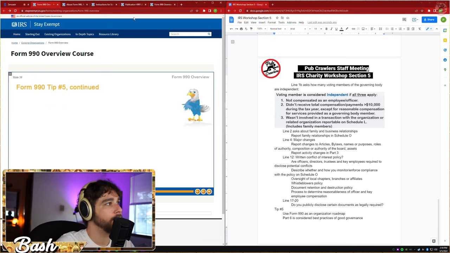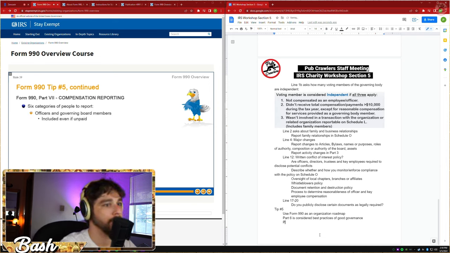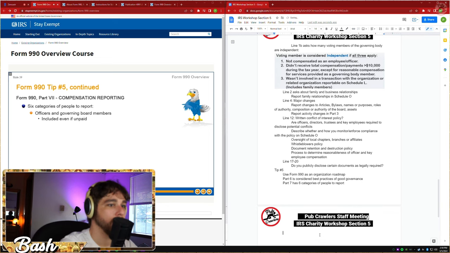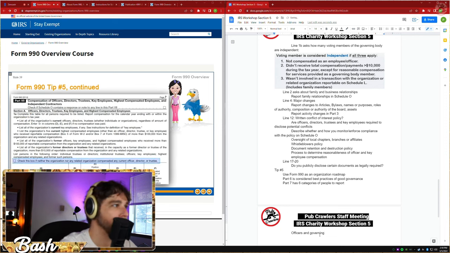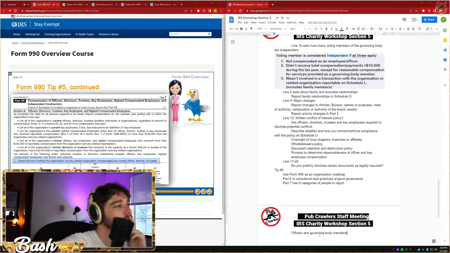There are six categories of people to report in Part 7. The first is officers and governing board members, like directors or trustees. Even if your organization didn't compensate officers and governing board members, you're required to report all of them in Part 7. What if we didn't compensate any officers or directors? You can simply check the box above the Part 7. It says no. Neither the organization nor any related organization compensated any current officer, director, or trustee. Then you won't have to fill in compensation columns D, E, and F with zeros, and you'll also let the IRS know you didn't make a mistake by leaving the Part 7 table blank.